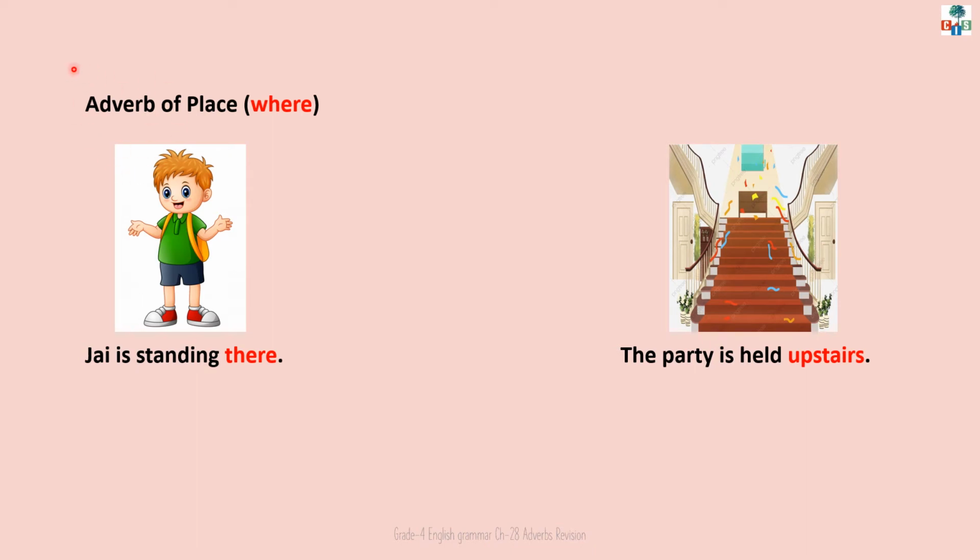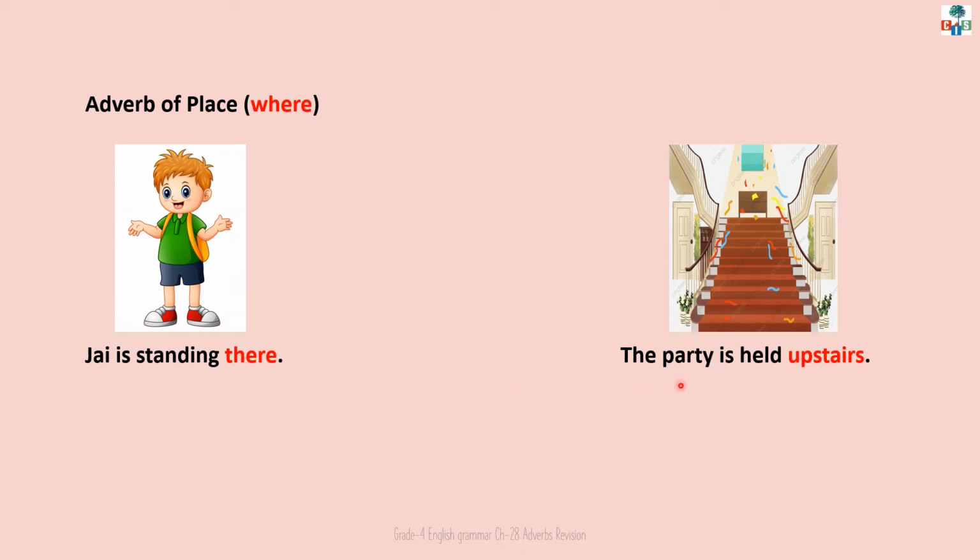Adverb of place. An adverb of place tells us where or at what place an action is done. For example, Jay is standing there. Now ask the question with where. Where is Jay standing? Jay is standing there. We get the answer there. So there is an adverb of place in this sentence.